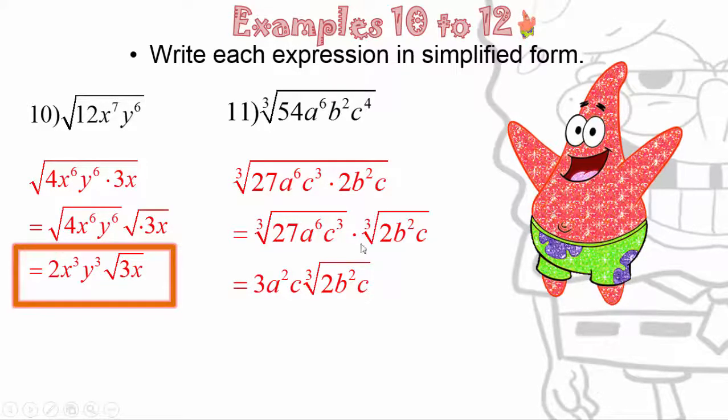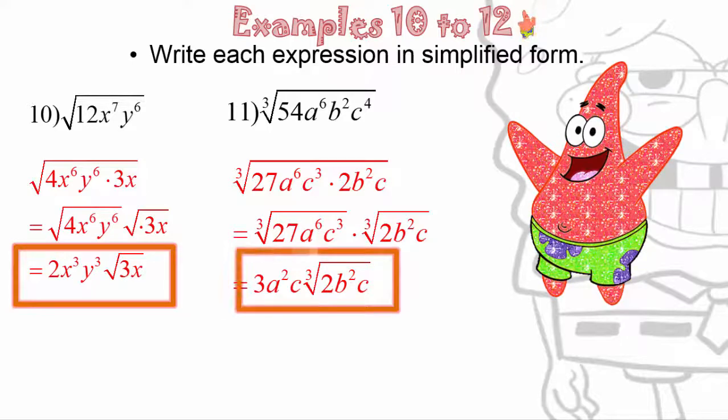So we put all the cubes under one radical or cubed root, and we end up with the 27a to the 6th, c to the 3rd, and then we separate out. The cubed root of 27 is 3, a to the 6th is a squared, c to the 3rd is just c. And then the leftovers are the cubed root of 2b squared c. Notice that b squared can't come out of a cubed root. So everything here remains within the cubed root because we cannot separate them out, and this becomes our final answer.